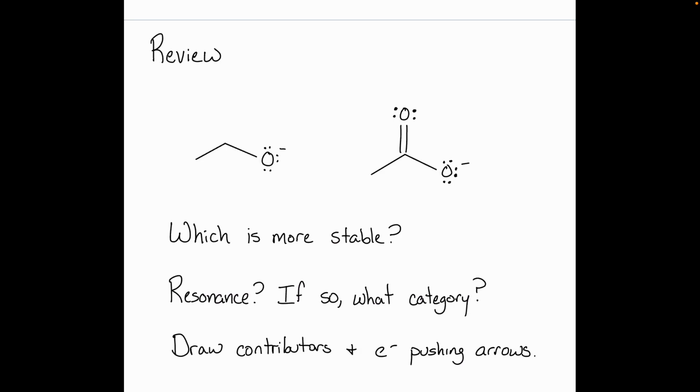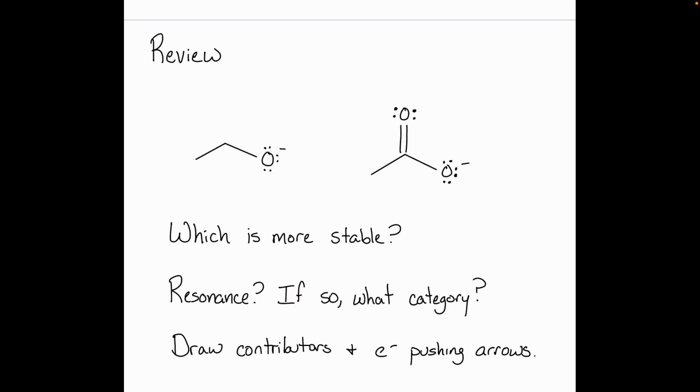All right, so which one's more stable, the one on the left or the one on the right? Why? Because it's got resonance, right? Molecules do not like to have charges. Both of these oxygens are kind of mad. They got this formal charge associated with them.